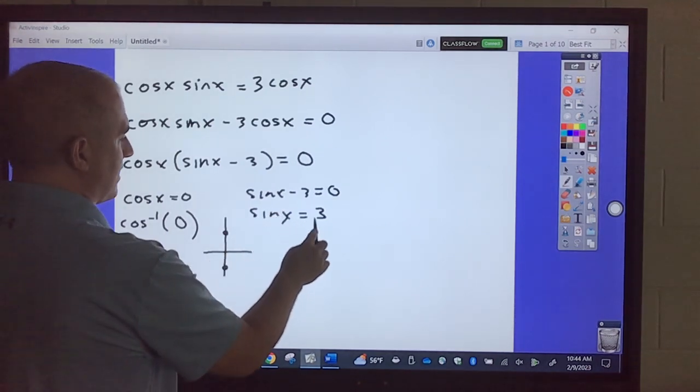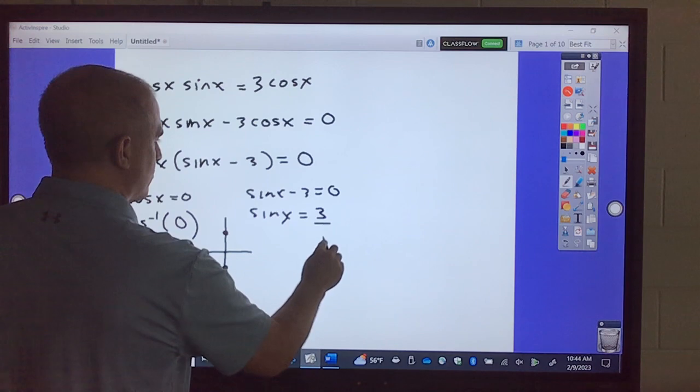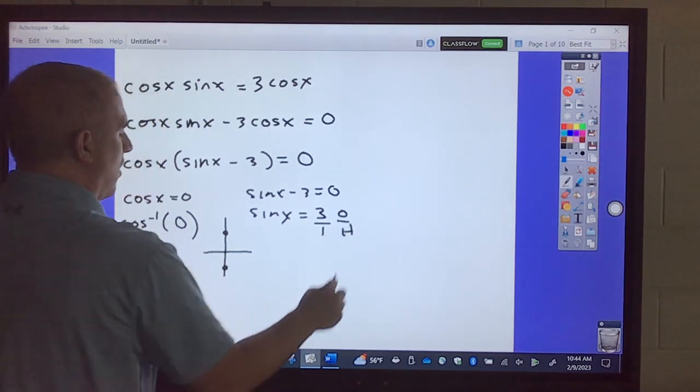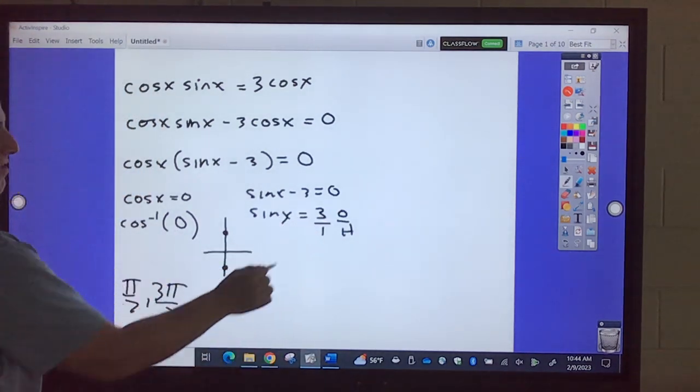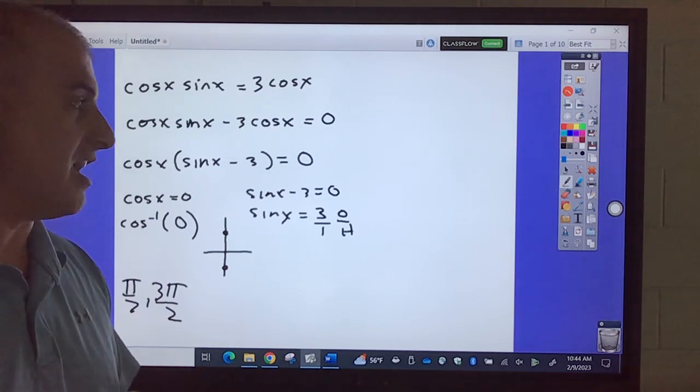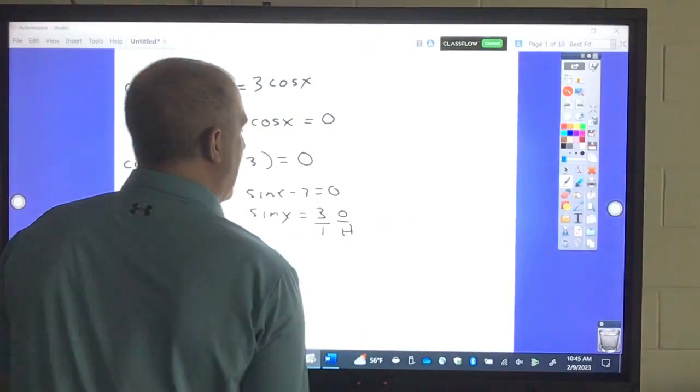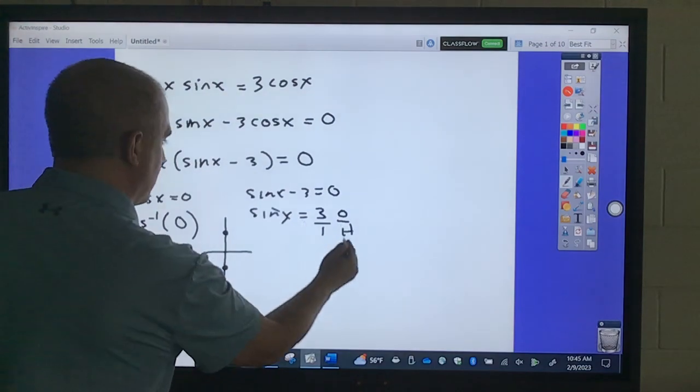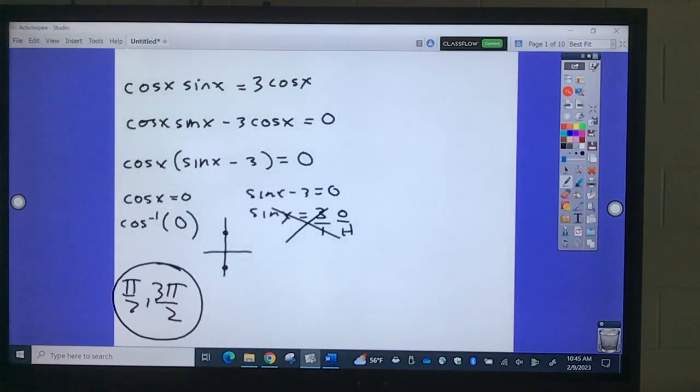Where is sine of x equal to 3? That's 3 over 1, or O over h. Are there any triangles where the O is 3 or the 1 is h? If you divide all those, they don't get there. And around the axis points, they also don't. So that's not going to be an answer. This will be my only answer, okay?